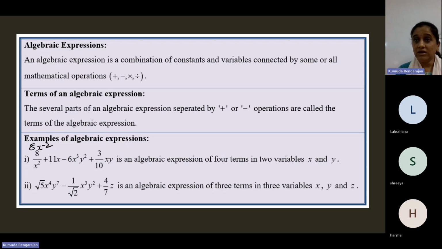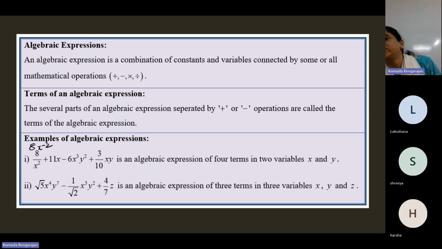The variable is in the denominator. If a constant is in the denominator, ignore it. We are concerned only about the variable, right? So the variable x is in the denominator, so you have to bring that to the numerator. If a constant is in the denominator, ignore it. We are not going to look at the constant. So x is a variable, so bring it to the numerator. So it is 8x to the power minus 2, right?